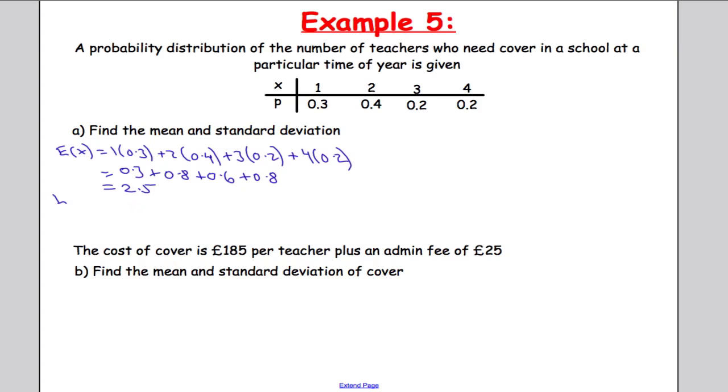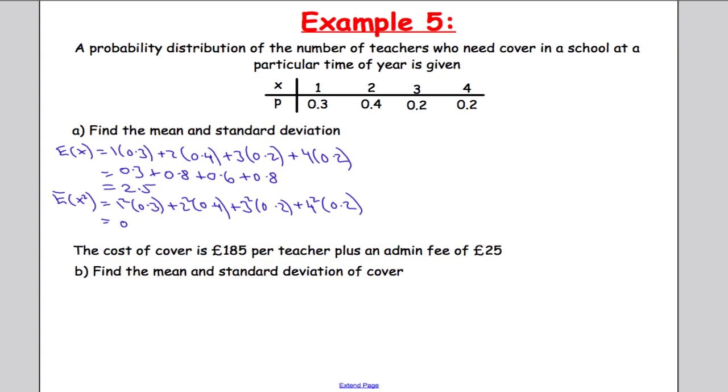I also need the expected value of x squared if I'm going to work out the variance. So let's do that now. I need 1 squared times 0.3 plus 2 squared times 0.4 plus 3 squared times 0.2 plus 4 squared times 0.2.